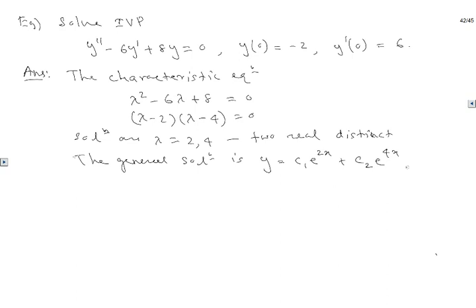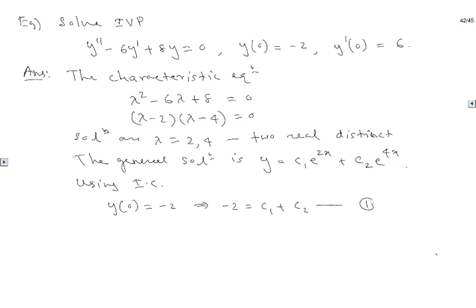Now we know the general solution. We need to use the initial conditions to find c1 and c2. Using the initial condition y(0) equals -2, we plug that in, so -2 equals c1 plus c2. I'm going to call this equation number 1.